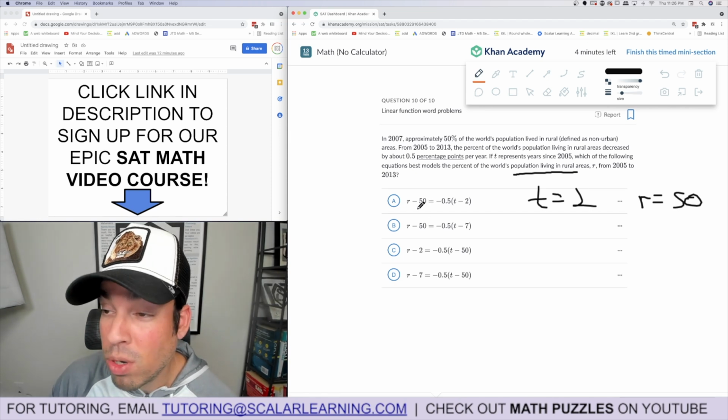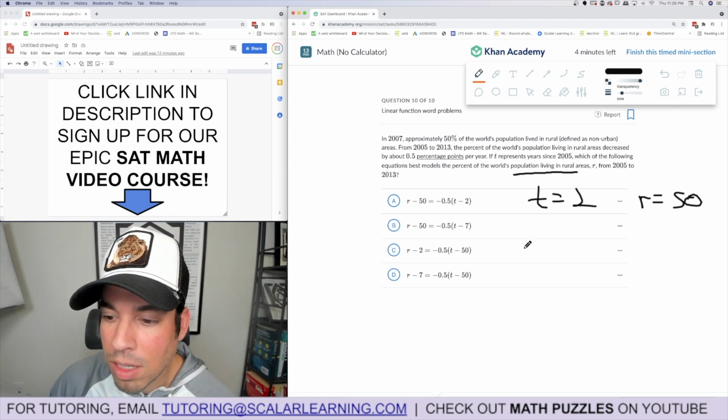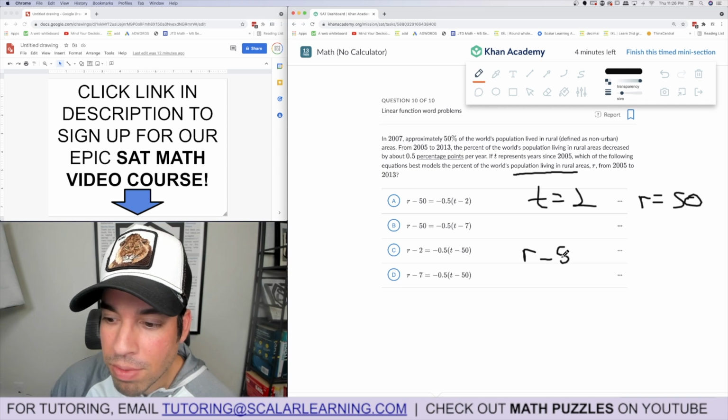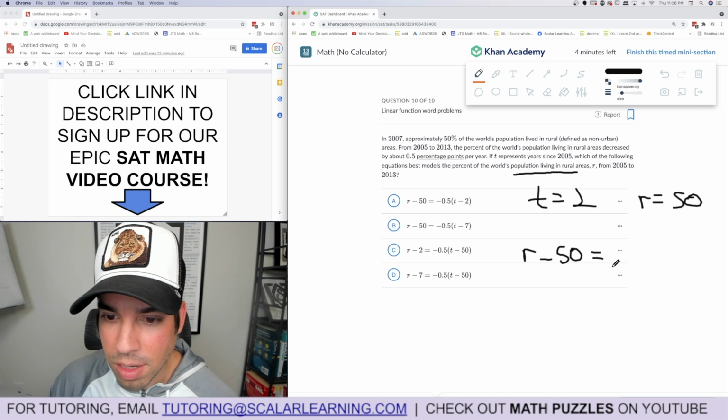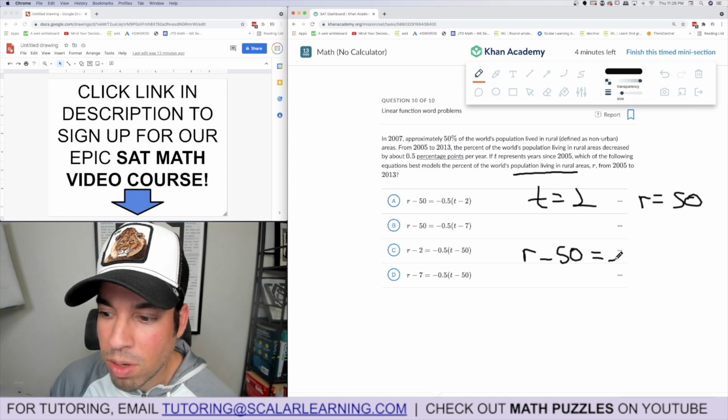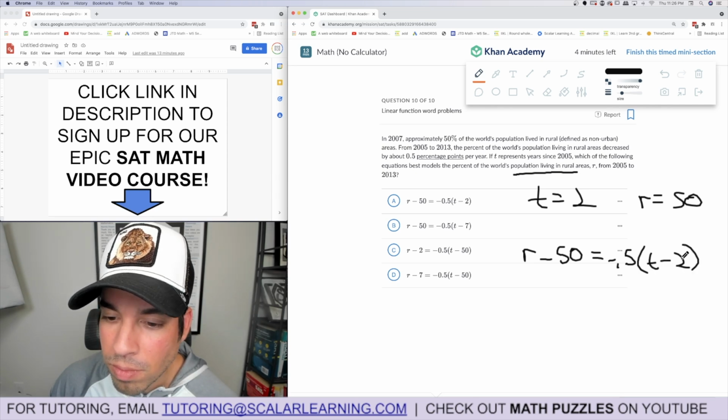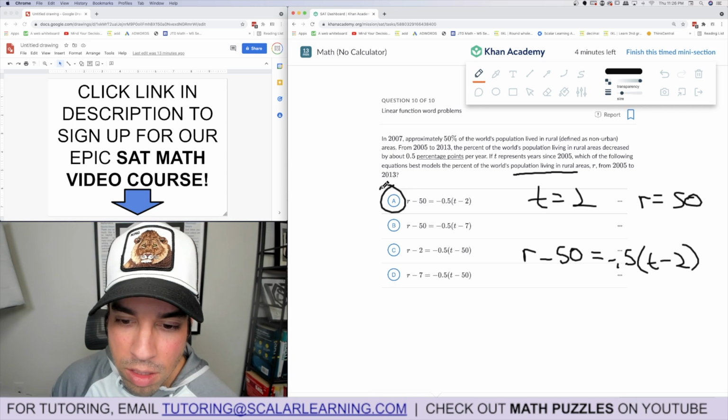Oh, it's point slope. That's what it is. So they did R minus 50, that's the Y value, equals the slope, which is, what does it say? It's going down by 0.5 percentage points. And then it's T minus 2. And it's A. It's A.